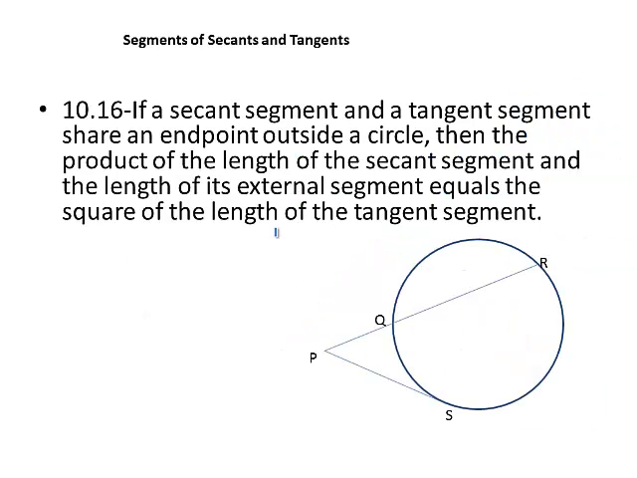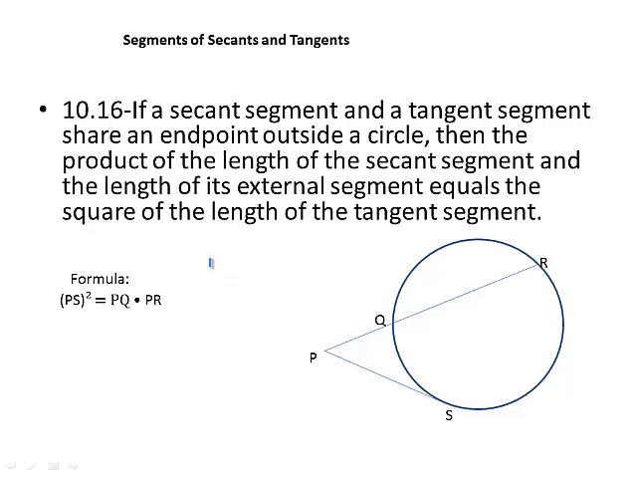Okay, and the last theorem in this section, we have secants and tangents in this case. So if a secant segment and a tangent segment share an endpoint outside a circle, then the product of the length of the secant segment and the length of its external segment equals the square of the length of the tangent segment. All right, well, what the heck does that mean?